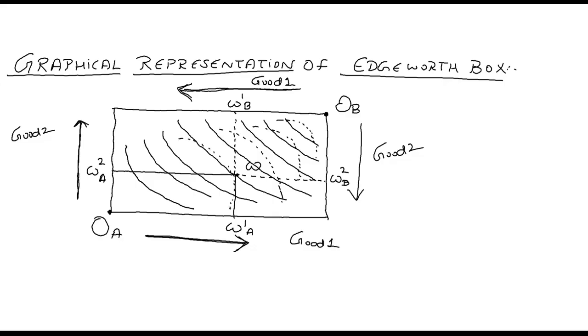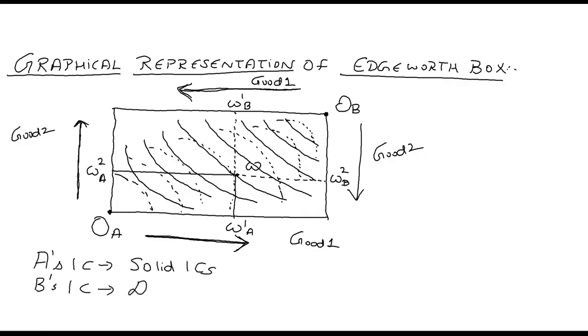So from B's origin, the indifference curves are going to look like this. Again, I have drawn a family of indifference curves. A's indifference curves are solid ICs, and B's indifference curves are dotted ICs. Okay, what can you see?